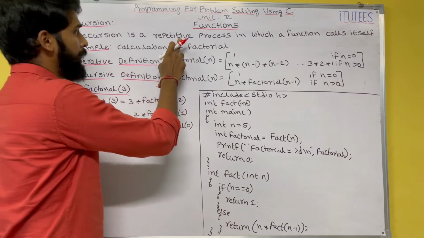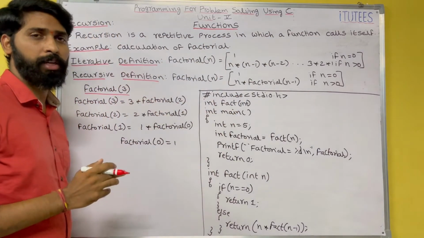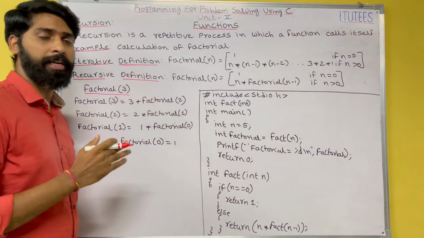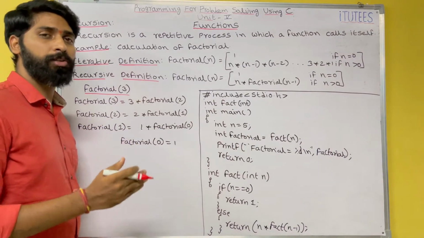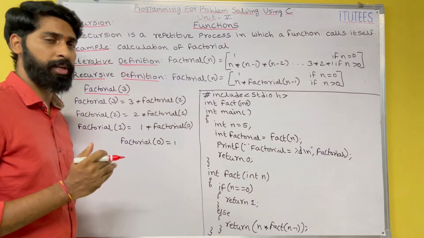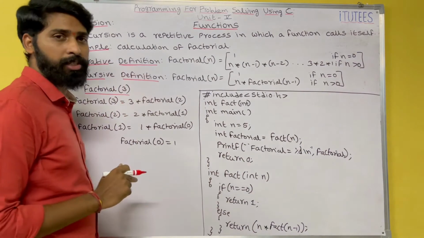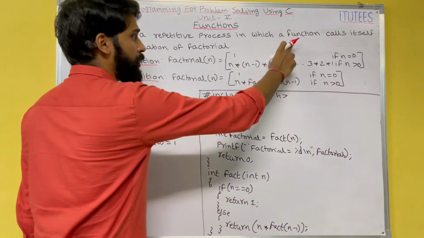Recursion is a repetitive process in which a function calls itself. That means recursion is similar to looping. So what is looping? We execute the instruction until some condition is false. Here also, recursion is an iterative process in which the function calls itself.